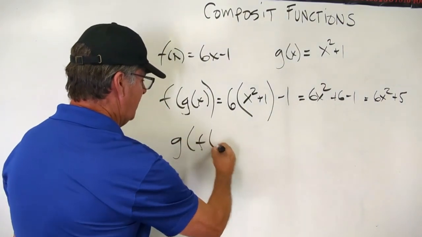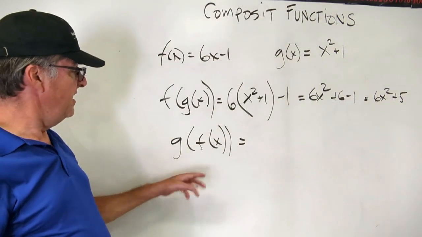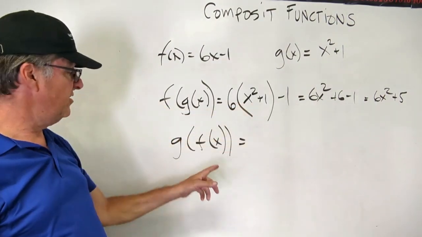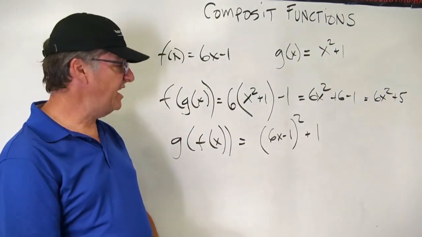g of f of x. Go ahead and put your thinking cap on and do this one. It's the same idea, but now you're going to start with f of x and put g of x around that. All right, let's see how you did.